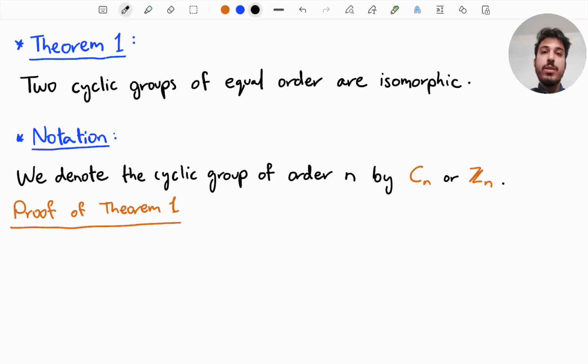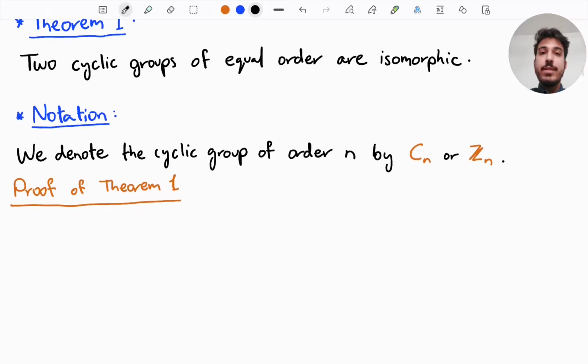The proof of Theorem 1 will be in two parts. The first part I will prove, and the second will be left to you as an exercise because it is very similar to the first part, and it will be a good way for you to practice this sort of proof. This sort of proof is not just particular to this type of theorem. It will be used many times to prove that there is an isomorphism.